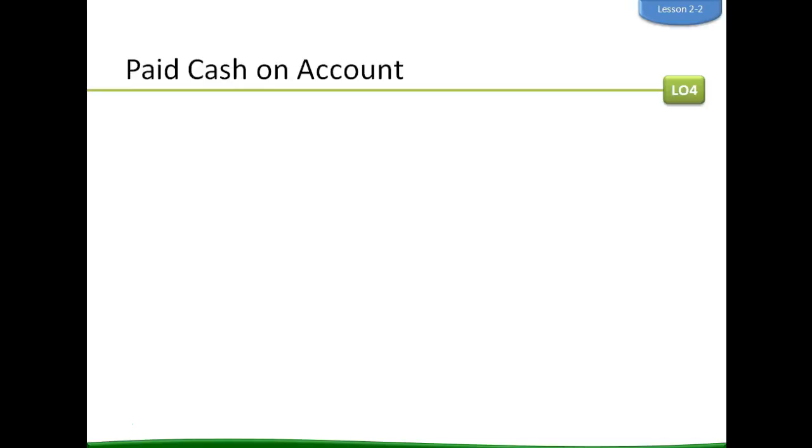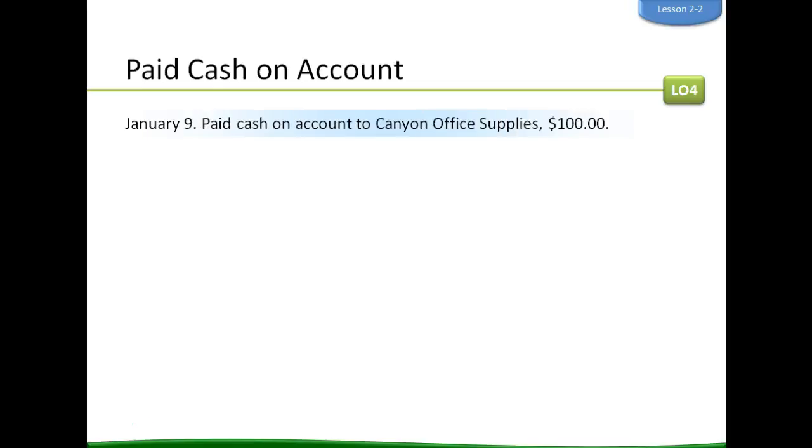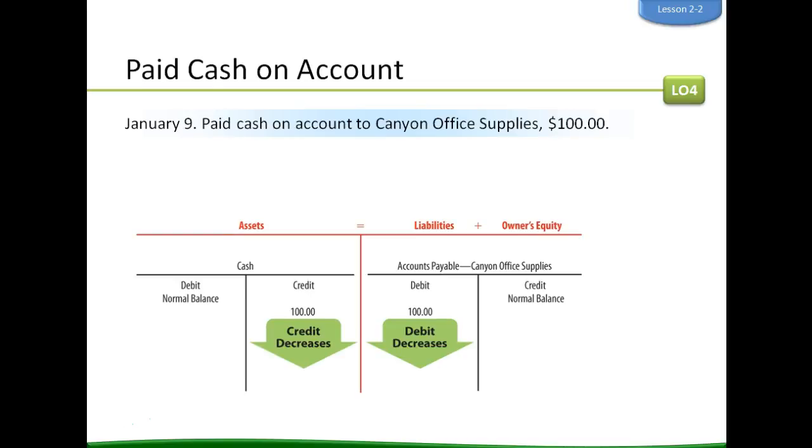All right, we paid cash on the account. So now we are going to go ahead and envision a time in the future when we're actually going to send Canyon Office Supplies some money. Okay? So on the 9th of January, we sent them some cash for our account balance. We paid cash, so again, we know that cash is changing hands. Cash is one of the accounts that's going to be impacted. And then our accounts payable account for Canyon Office Supplies is also going to be impacted.